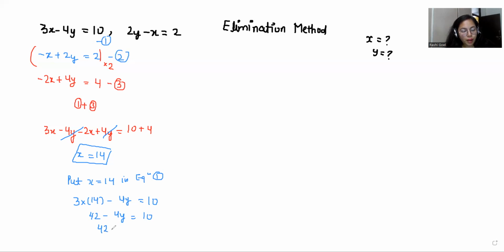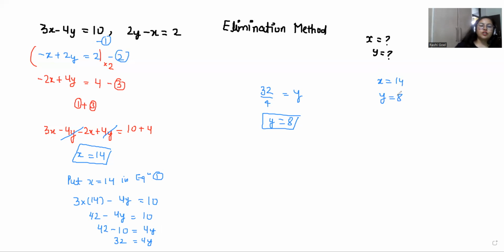So 42 minus 10 equals 4y. 42 minus 10 is 32, equals 4y. So 32 over 4 equals y. So the value of y is 8. Now we have both the values, x as 14 and y as 8, for these equations.